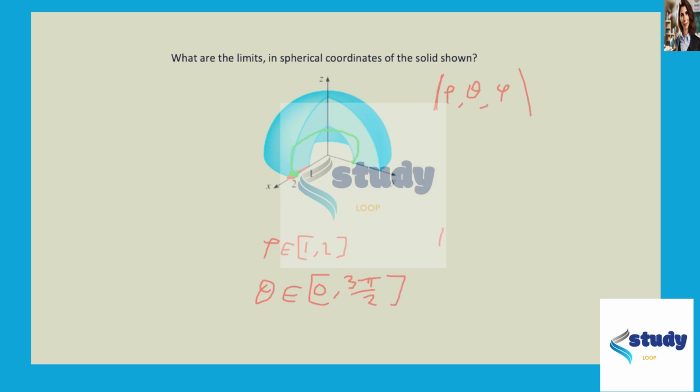And then lastly, we have our phi. Phi is the angle that again starts on the z-axis. So obviously phi is going to start at 0, but phi ranges from 0 to pi. But here we only go from the z-axis down to where it touches the y-axis here. So we're only going half of pi. So phi goes from 0 to pi over 2.